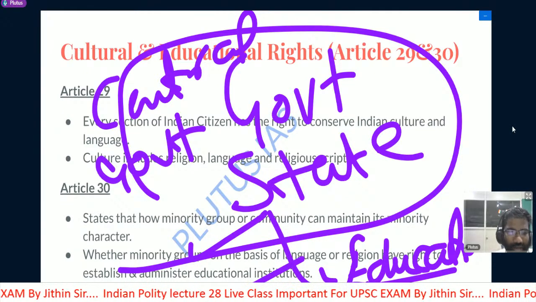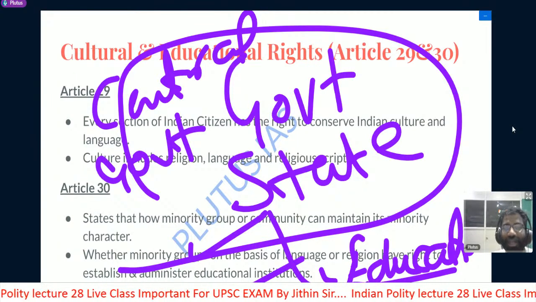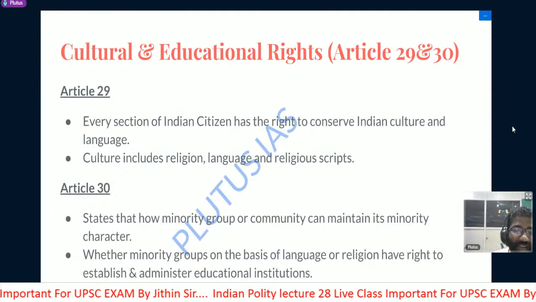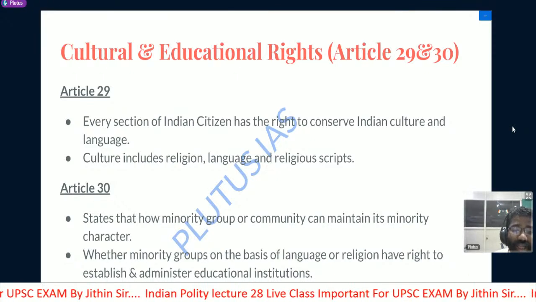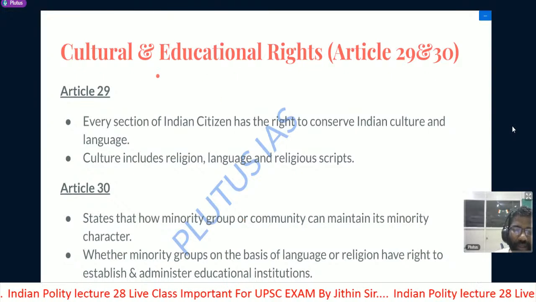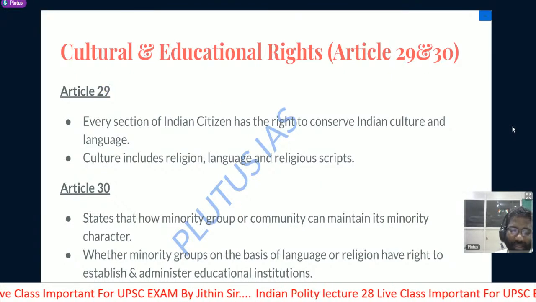Navya, you are asking a question, as per Article 26 they also have property right. Yes, that was for religious groups. I mentioned there they have movable as well as immovable property. That was for religious groups, and this is for minority groups. So both have property rights.